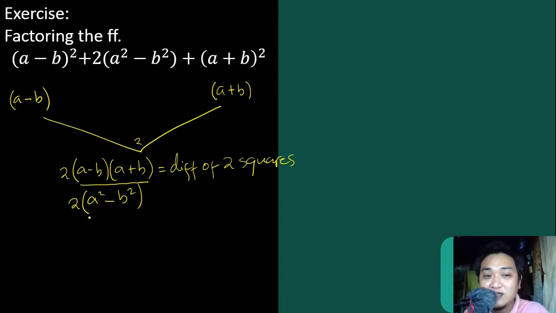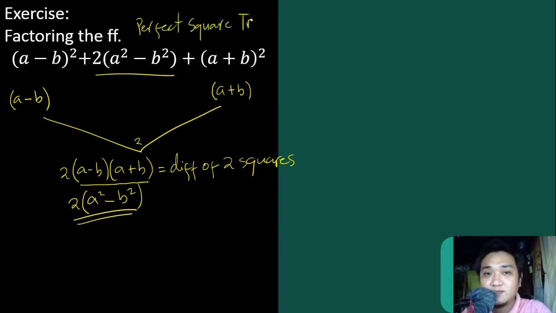O, tingnan natin kung yun na yung middle term. Okay, so siya yung middle term. Therefore, kung yun na yung middle term, we are pretty much sure na itong buong expression na to is a perfect square trinomial. Ito yung kailangang lagi-lagi nating gagawin. Always double check, triple check kung perfect square trinomial siya bago natin gamitin yung technique para sa perfect square trinomial.